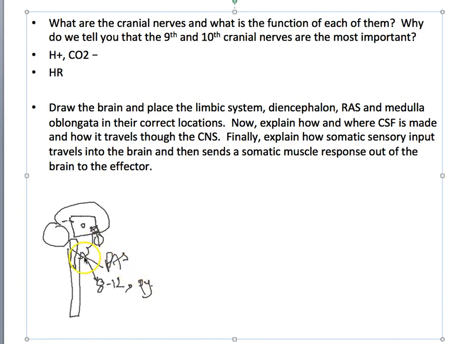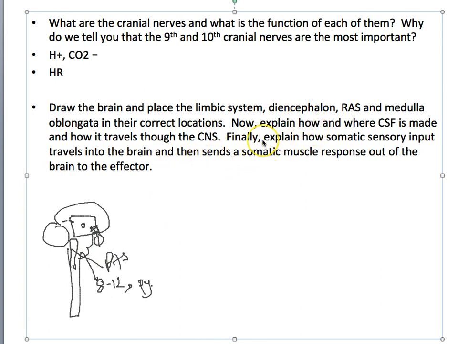It looks like it should be the central routing area for all sensory and motor pathways, ascending and descending through the spinal cord. That should be, I guess, obvious at this point in time.